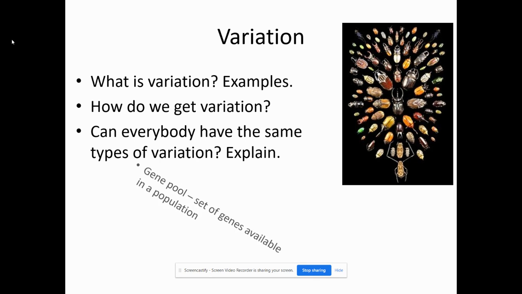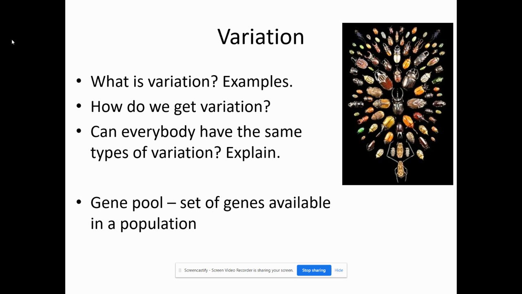And then looking at some terminology here, we have gene pool: the set of genes available in a population. So looking at where those genes come from, are they available, and then how does that get passed on from generation to generation? Dealing with the gene pool there.